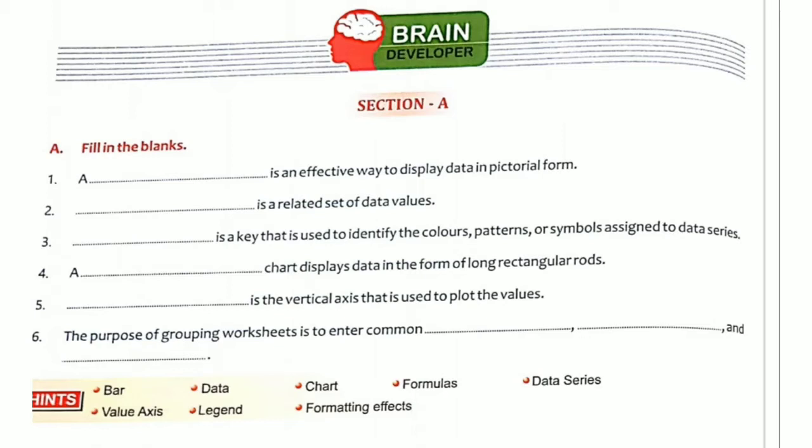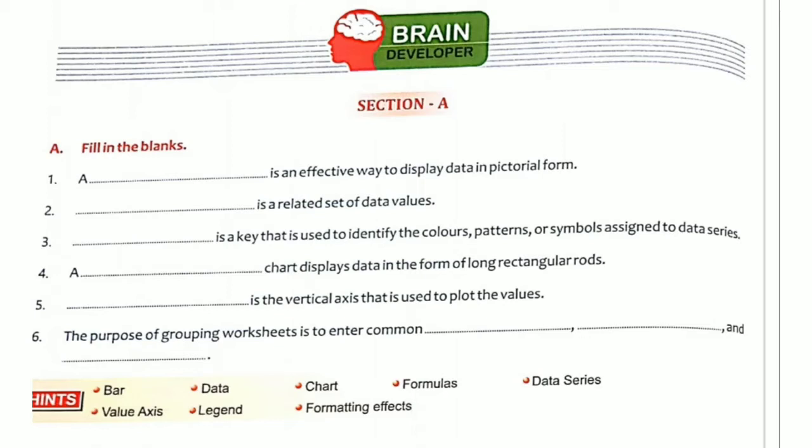First, dash is an effective way to display data in a pictorial form. So what is an effective way to display data in a pictorial form? Data with the help of chart. Chart is an effective way to display data in a pictorial form. Second, dash is a related set of data values. So data series is a related set of data values.